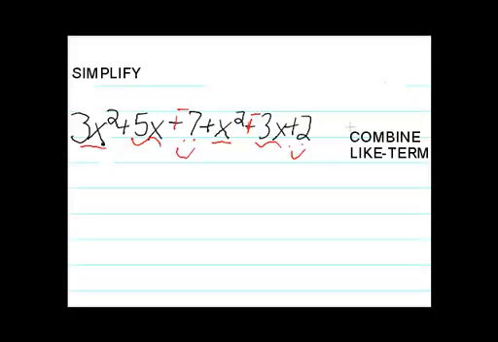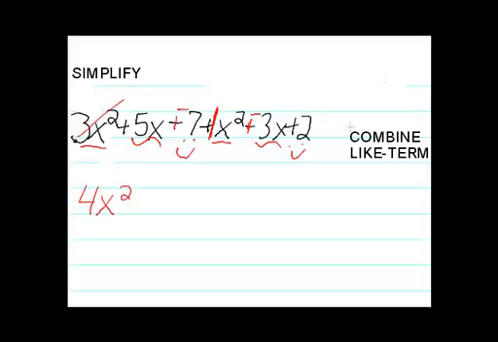So our x squareds, which have a single dash underneath them, will be added together. I have 3x squared plus, this is 1x squared over here. When we combine like terms, we add the coefficients together. 3 plus 1 is 4. So we have 4x squared.